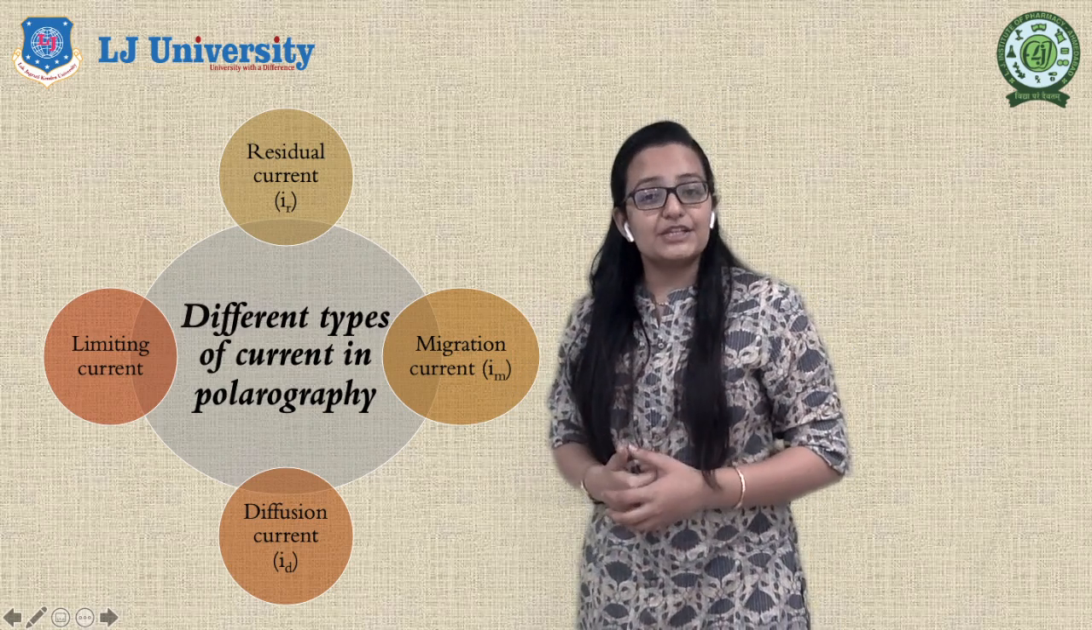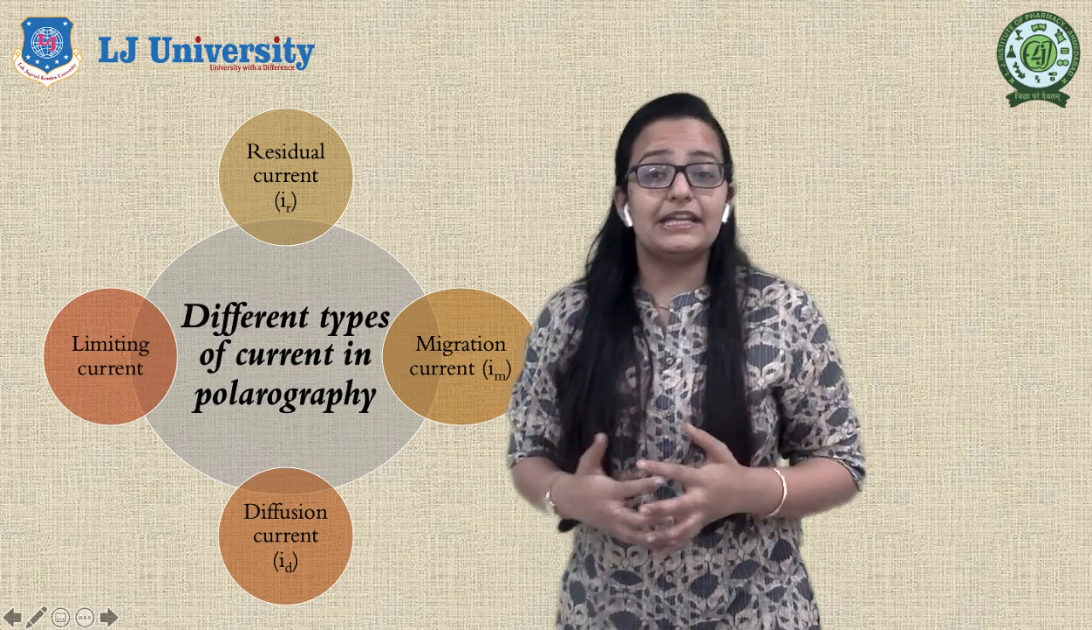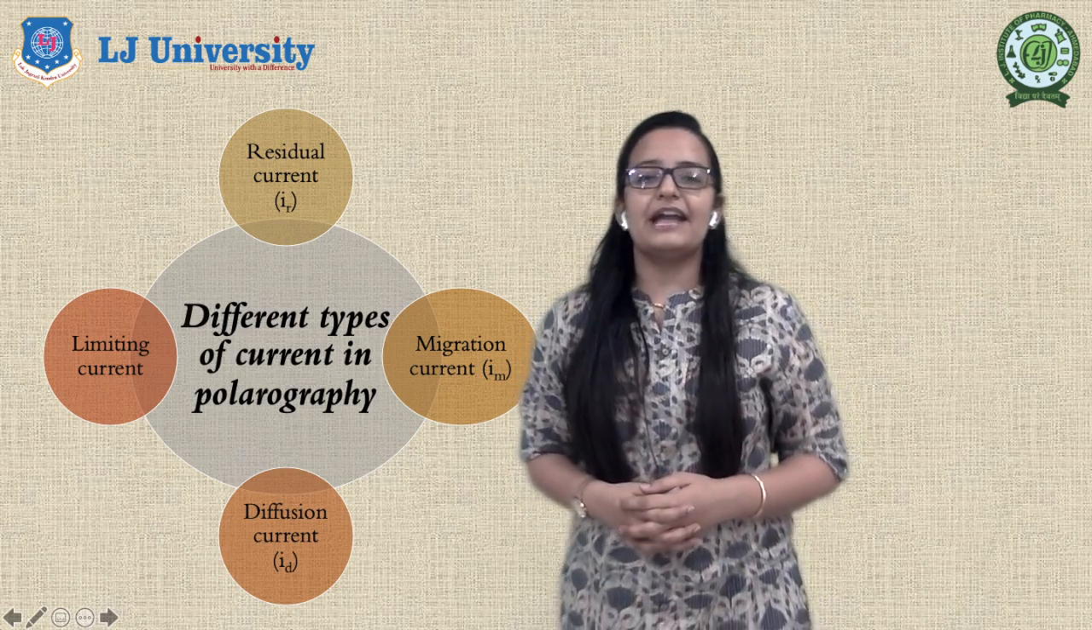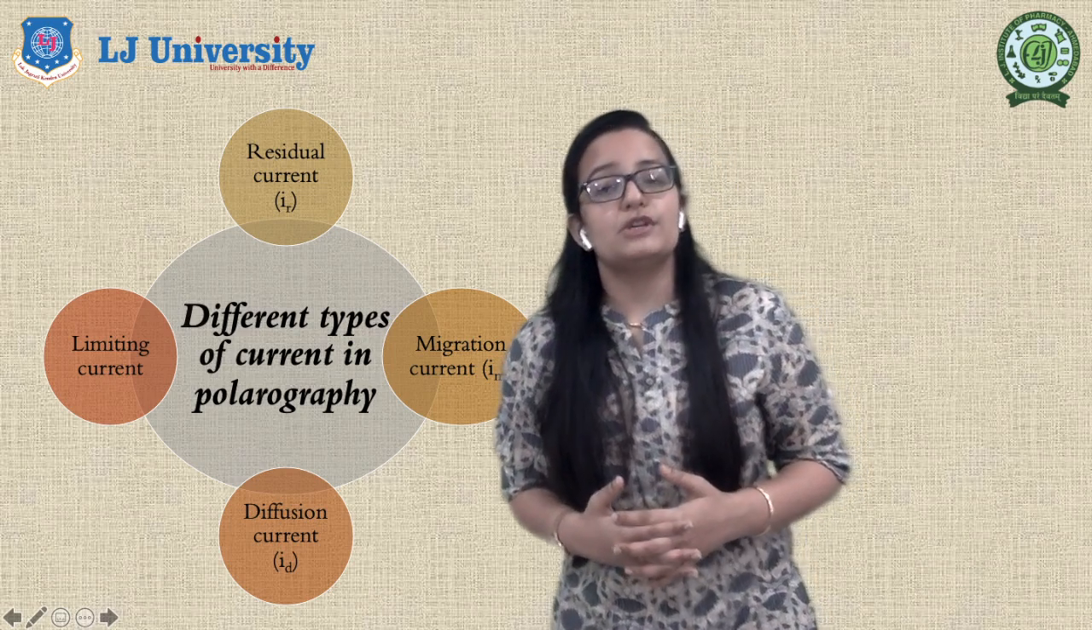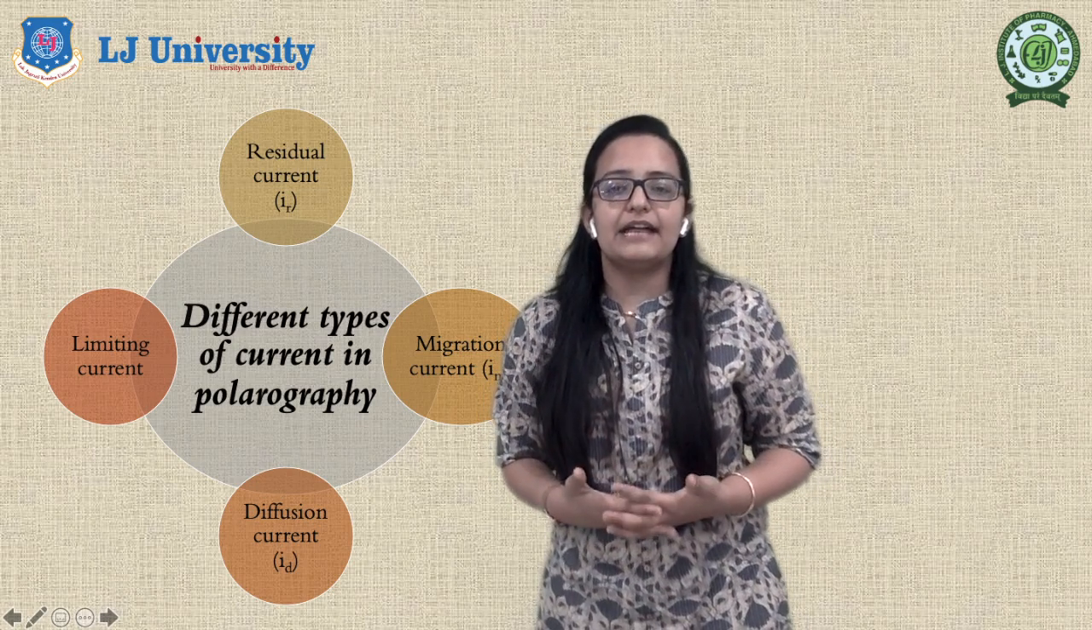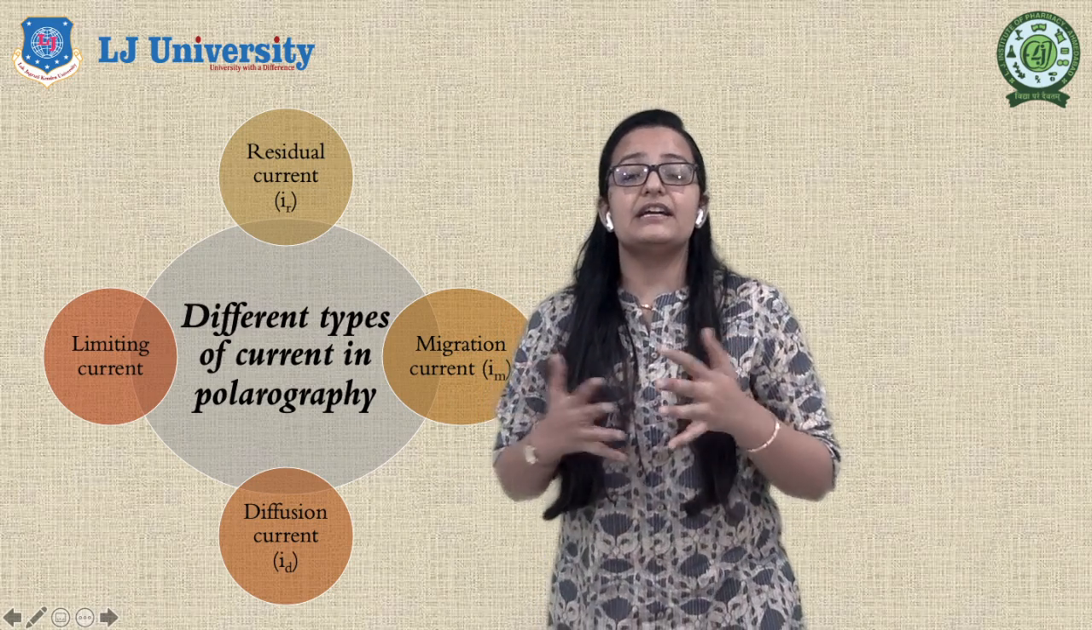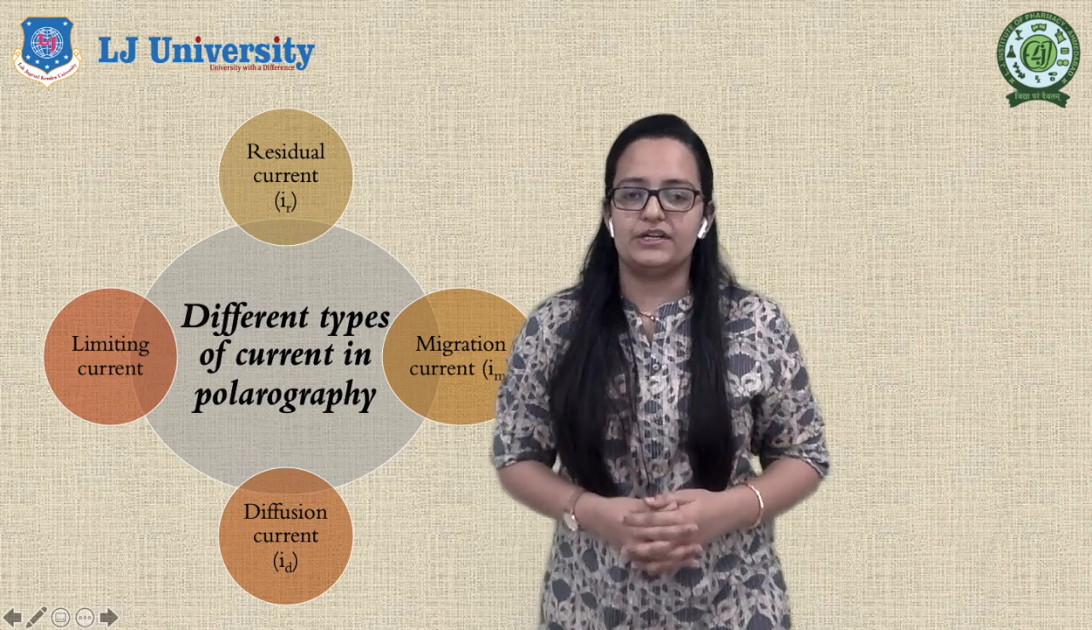There are different types of current in polarography like residual current, migration current, diffusion current and limiting current. First of all, residual current. It is the sum of the relatively larger condenser current and very small Faraday current. Condenser current is due to the formation of Helmholtz double layer at the mercury surface, and Faraday current is due to the traces of impurities.